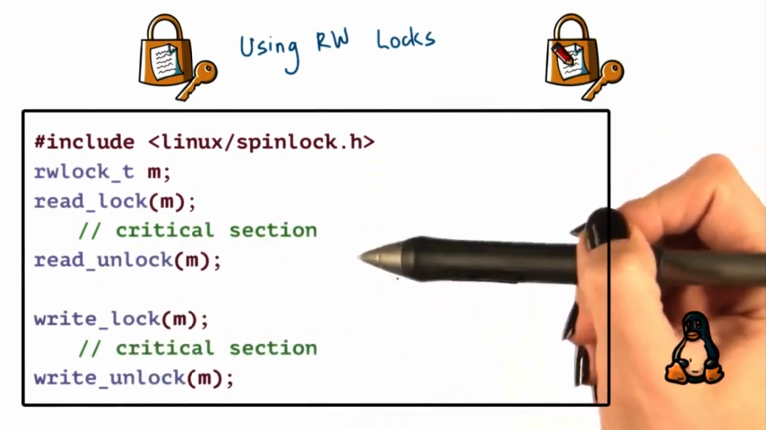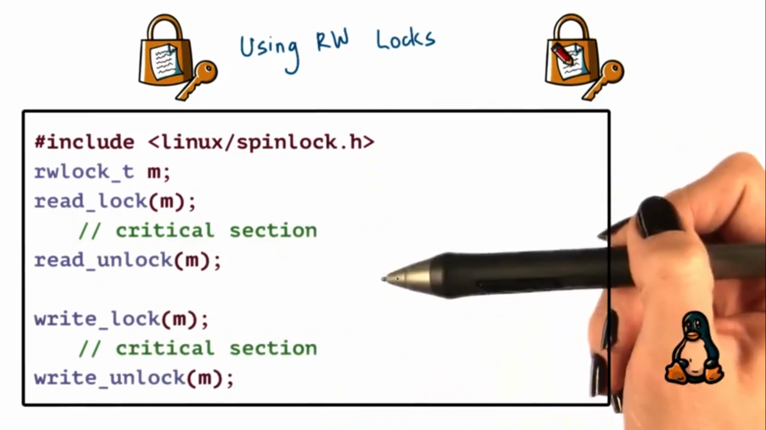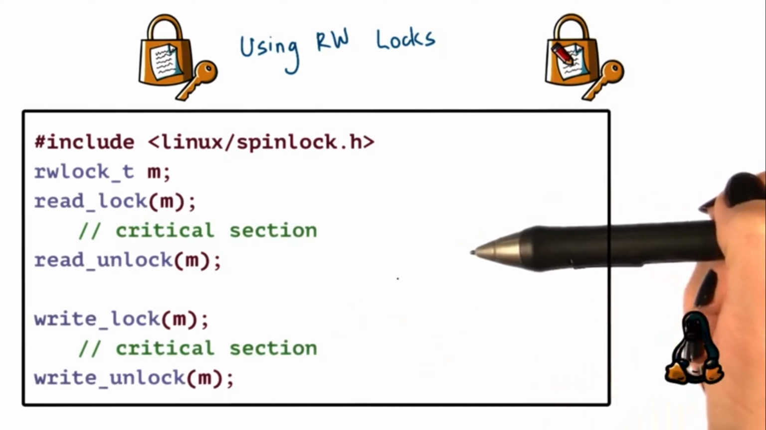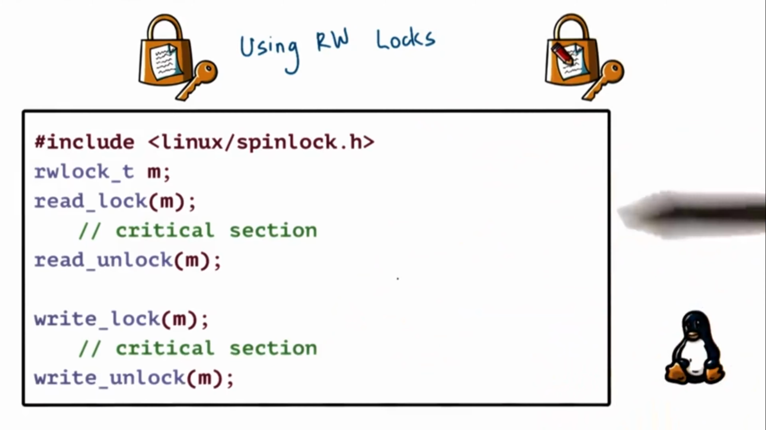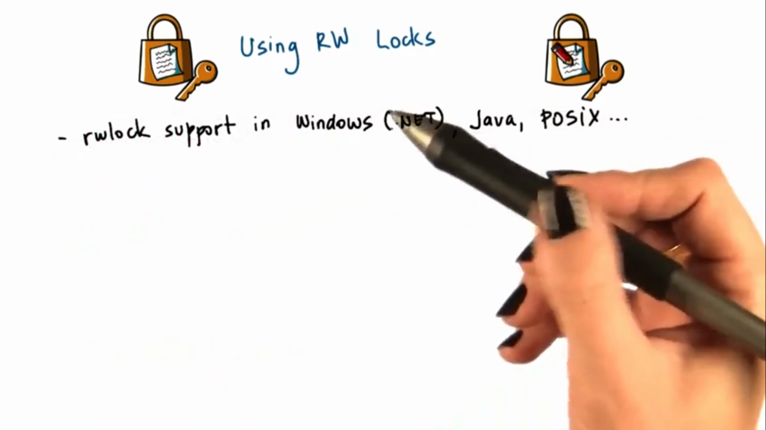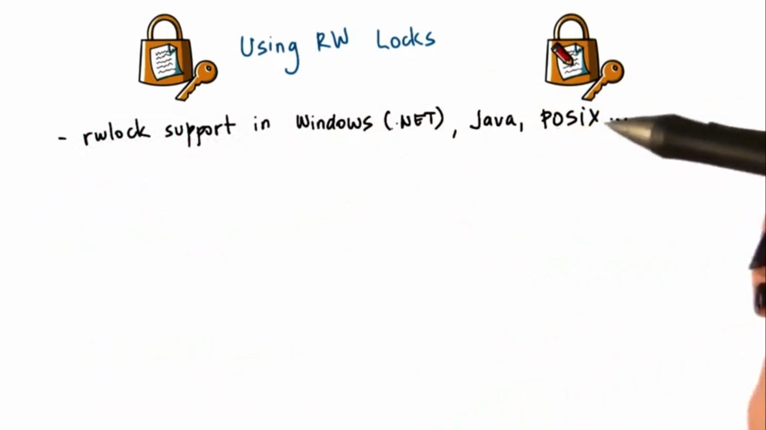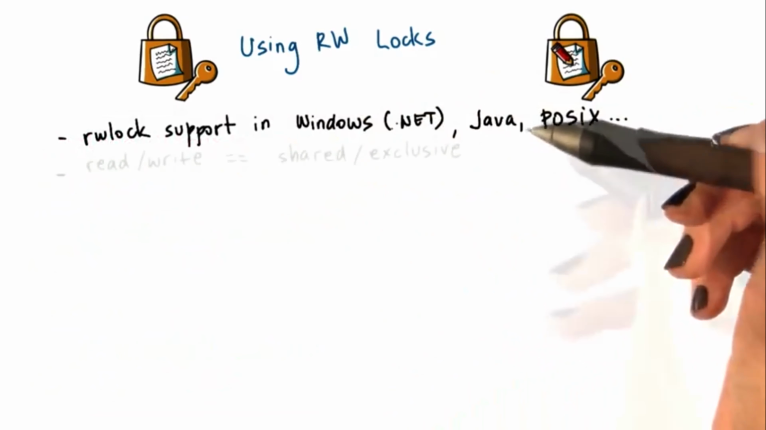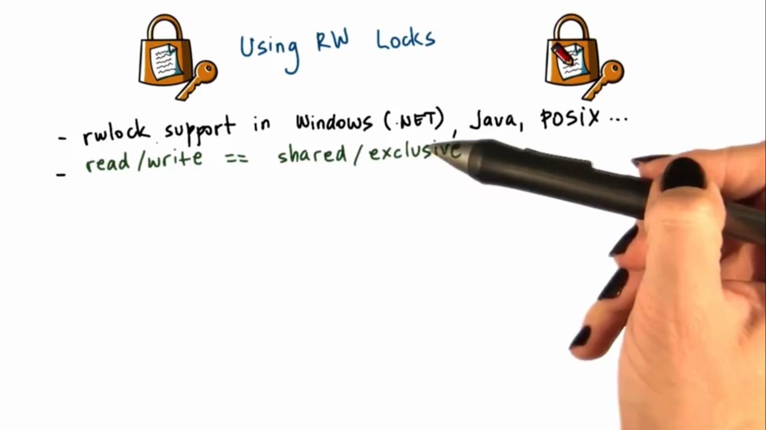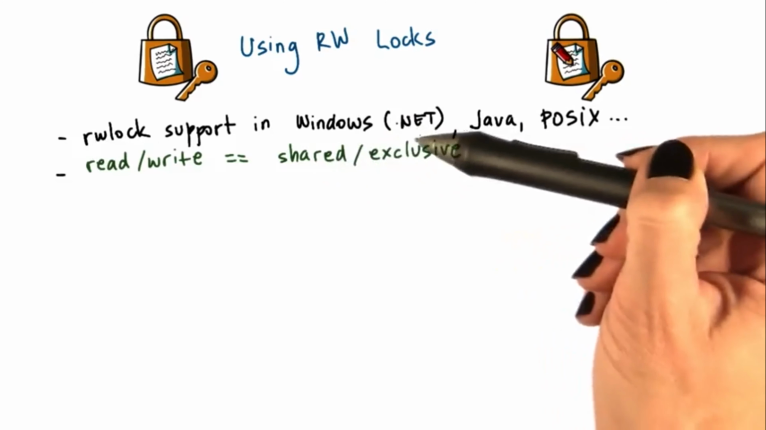A few other operations are supported on reader-writer locks, but these are the primary ones, and if you would like to explore more, then take a look at the .h file. We are providing a link to it in the instructor's notes. Reader-writer locks are supported in many operating systems and language runtimes. In some of these contexts, the reader-writer operations are referred to as shared locks and exclusive locks.